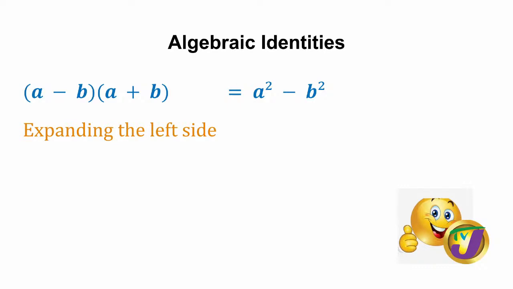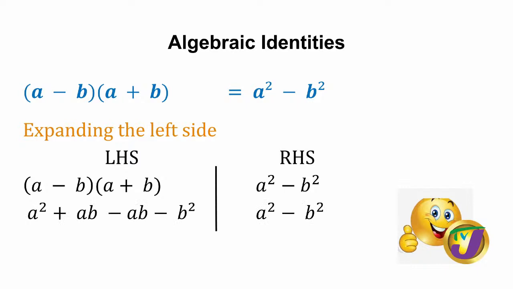Of course, using our distributive law, through the process of distribution, we're going to multiply each of the terms in the first bracket by each of the terms in the second bracket. Here you can see after we would have distributed.